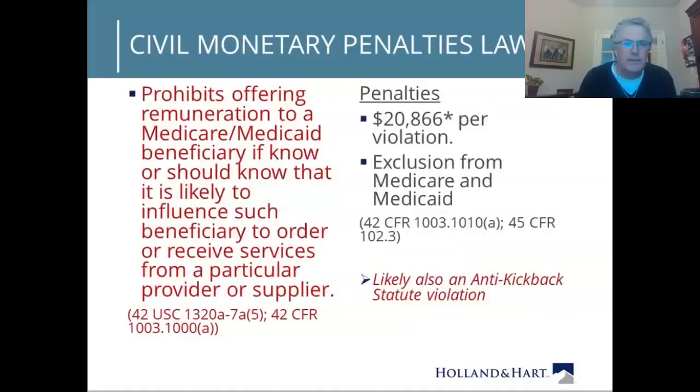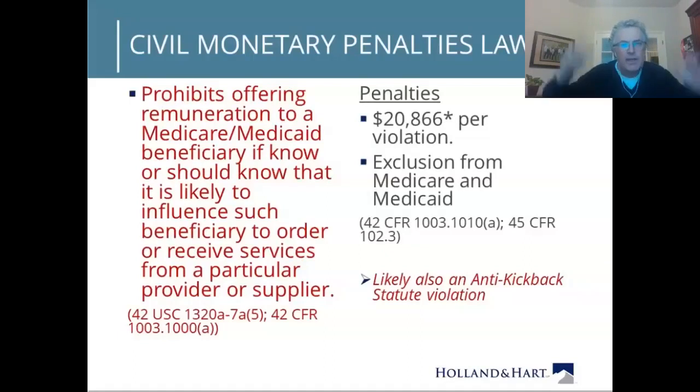The first is that the Civil Monetary Penalties Law prohibits offering remuneration to a Medicare or Medicaid beneficiary if you know or should know that it is likely to influence such beneficiary to order or receive services from a particular provider or supplier. It's kind of like the anti-kickback statute. They don't want you going out to the Medicare and Medicaid beneficiaries and offering them a bunch of inducements in order to get them to come to you for the Medicare and Medicaid services.